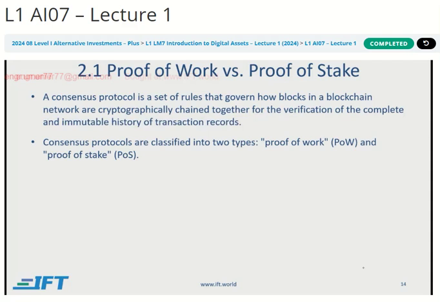So what is the difference between proof of work and proof of stake? Well, proof of work is based on computing power, and proof of stake is based on how much money you're putting on the table, right? So an example of proof of work is Bitcoin. Example of proof of stake is Ethereum.